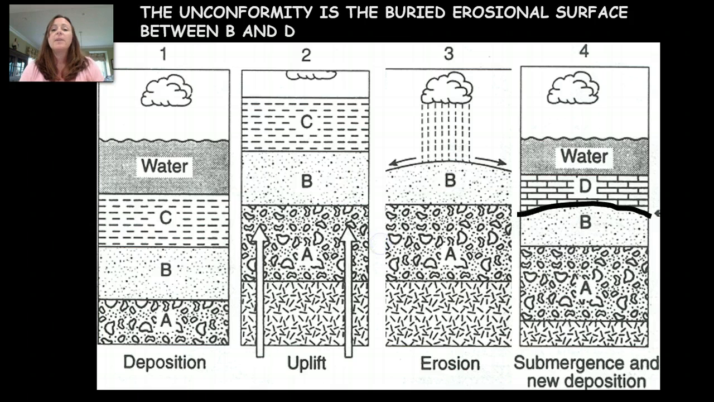So the unconformity is the buried erosional surface between B and D. And as you've noticed, it is represented by a wavy line or a curved line. It's not a straight flat line, and that's the biggest indicator that erosion or an unconformity has occurred.